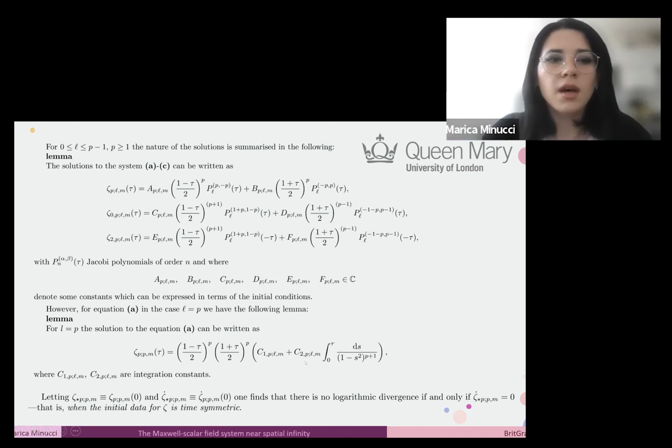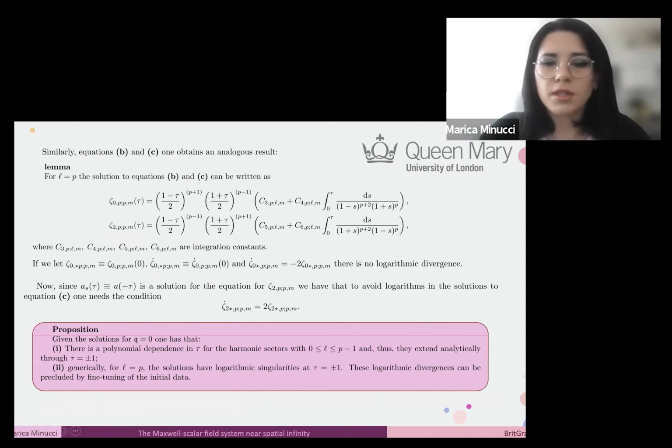behaves nicely. For the other two equations, we found a similar behavior. In this case, we have again the problem of logarithmic divergences given by C4 and C6.